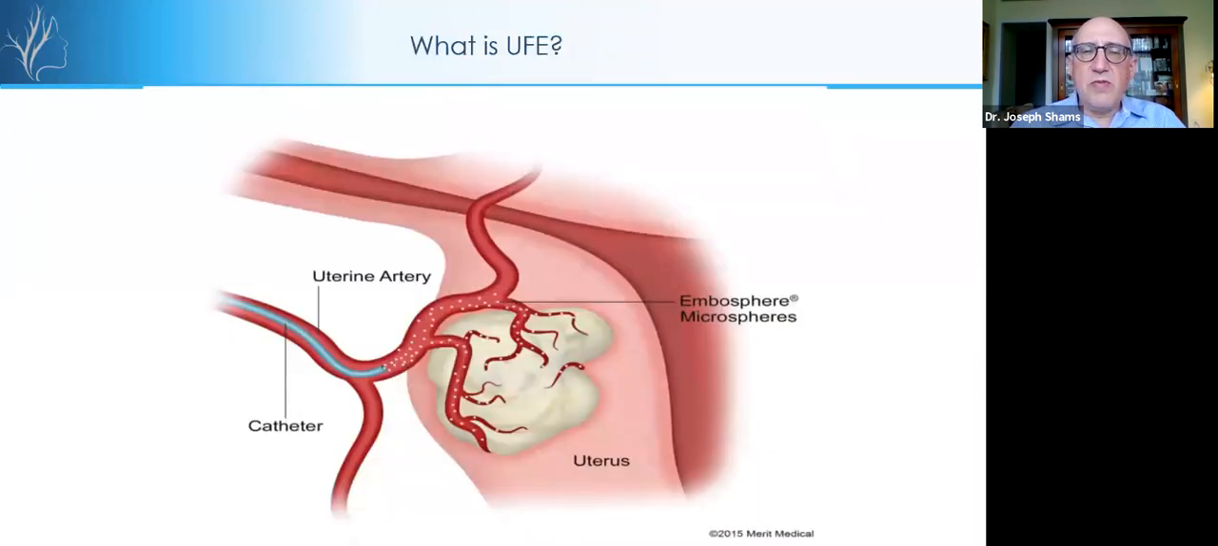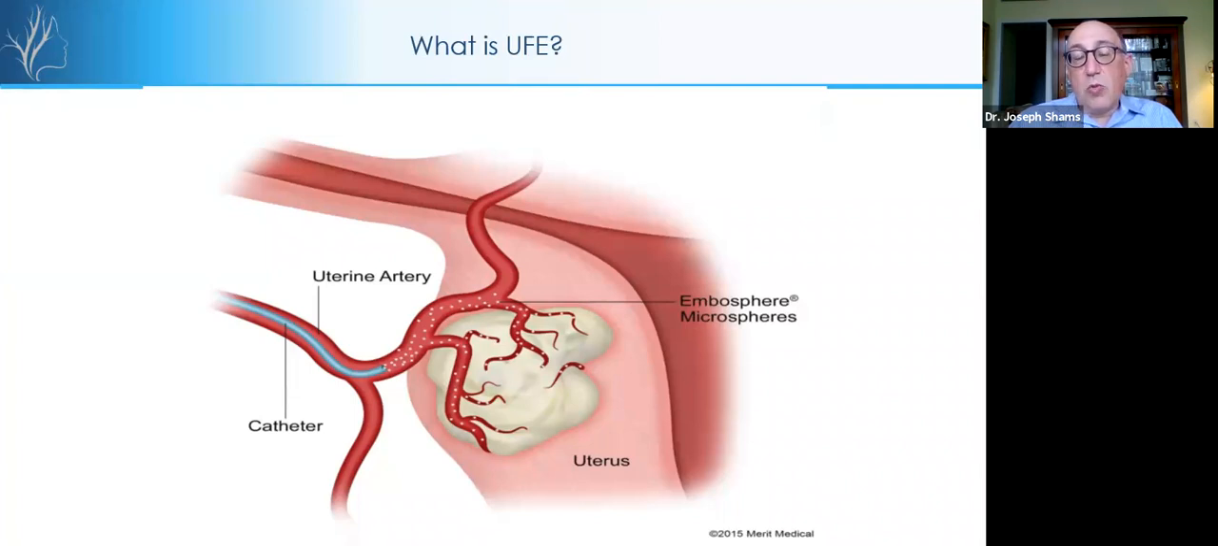So what is a uterine fibroid embolization? There are many treatments for uterine fibroids. Surgical treatments are well known to many of you. First of all, a hysterectomy. If you're after menopause and you still have symptomatic fibroids, the gynecologist may recommend performing a hysterectomy. That's just removing the entire uterus.